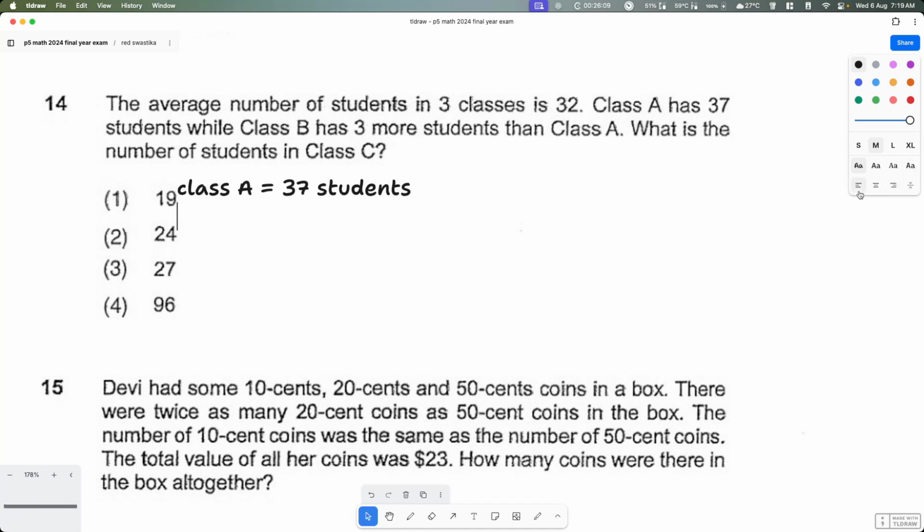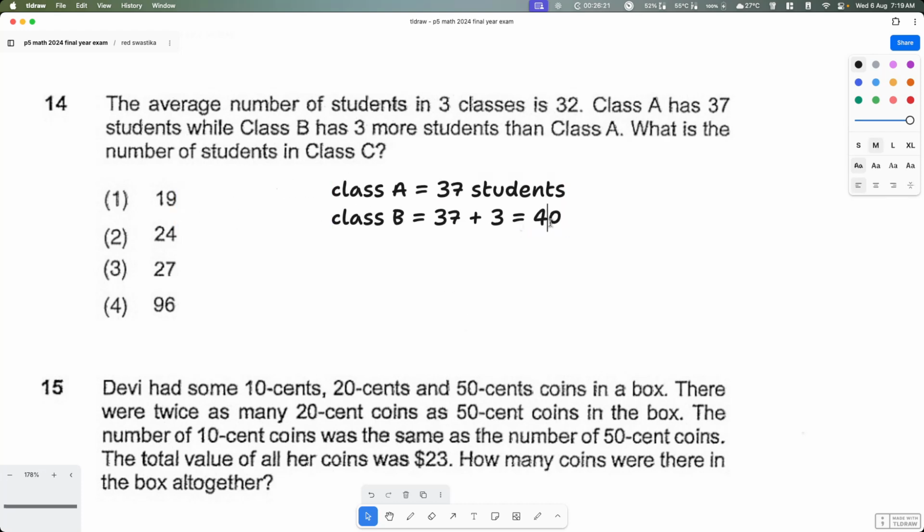Okay, and then from here we have class B is equal to 37, plus class B, the more the students A. That means it is 40. All right. Okay, so we want to get the total students, which is equal to 32 times 3, which is 96. So that means class C is equal to 96 minus 40.